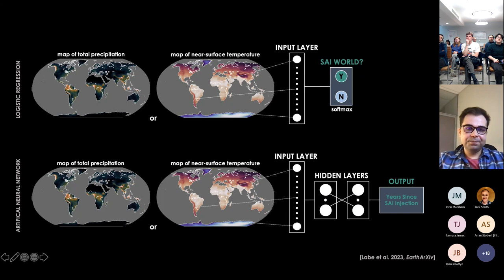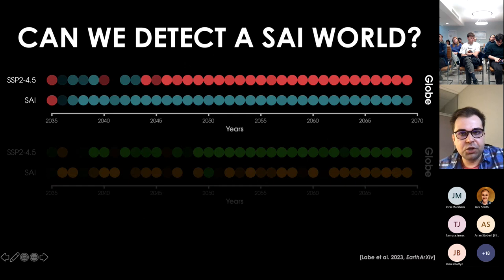So let's return to the question of how we use the machine learning. I've already introduced the logistic regression problem, but I also want you to think about this from a different perspective. Let's say we know that the first method can determine whether we are experiencing climate intervention. Can we ask a neural network to tell us, if we are experiencing climate intervention, would we know when it first started? So how many years it has been since the injection? Again, we're going to be inputting maps of temperature and precipitation. And in this last method, it's a regression problem. I'll just show some of the results for the logistic regression.